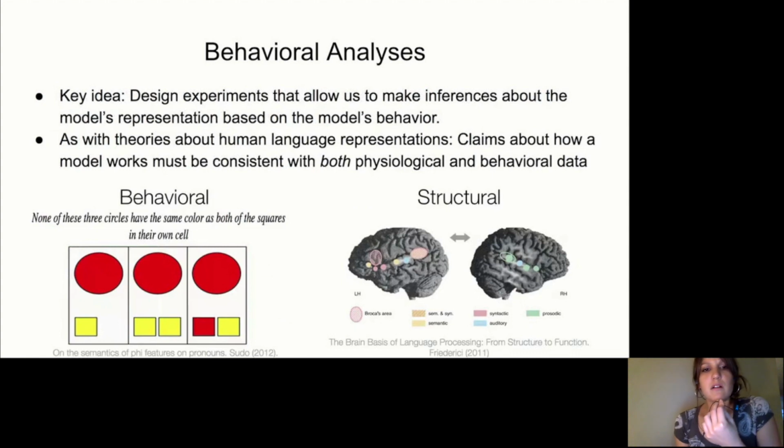So I wanted to defend why we're using the phrase behavioral and structural in this tutorial. The motivation behind that analysis is drawn from thinking about human language understanding and how we study it, not because we're making any claims about how the models we are currently using reflect what humans are doing, but more about the way that we should be analyzing the models we're currently using. We can draw a lot of inspiration from what people who study human language do in their experiments.